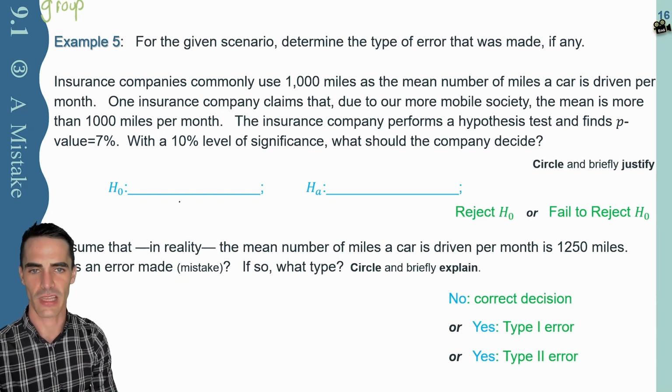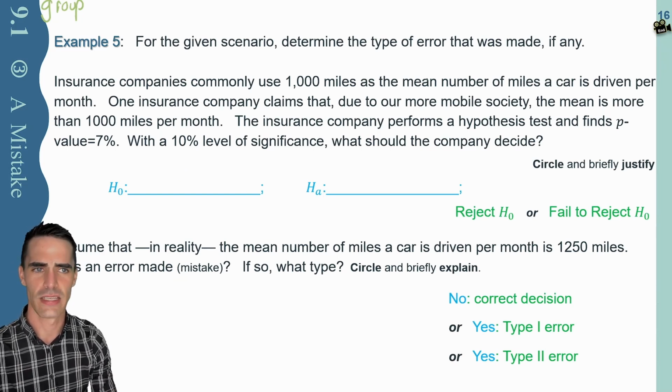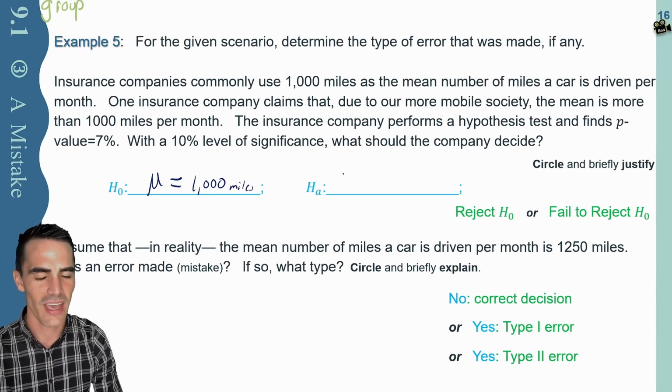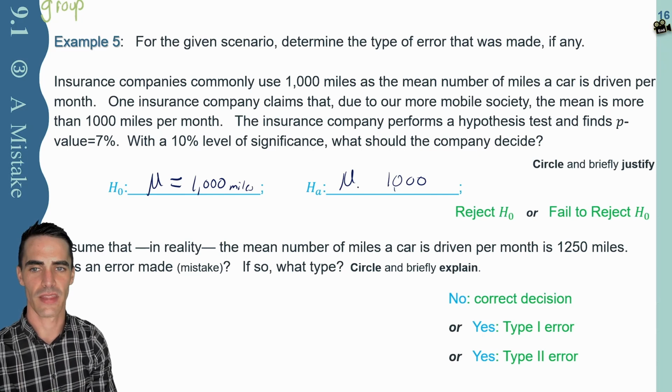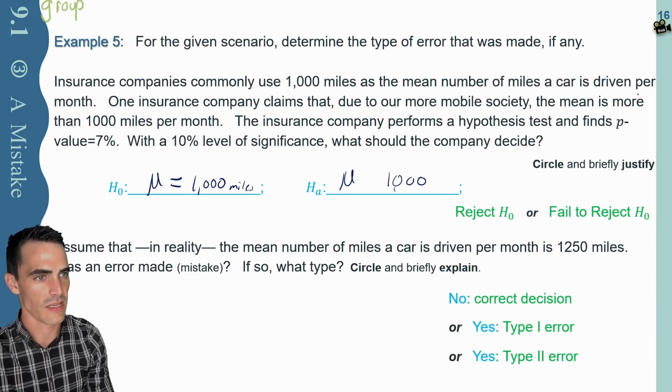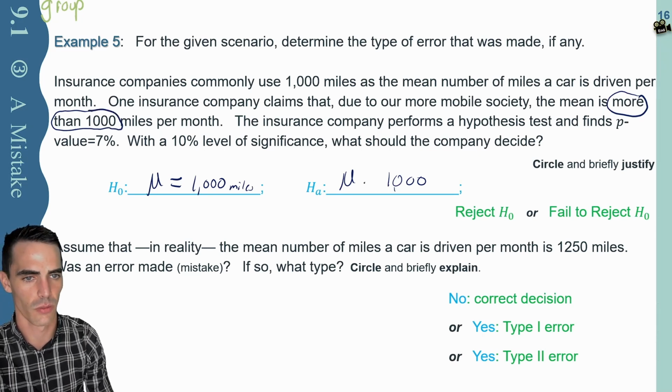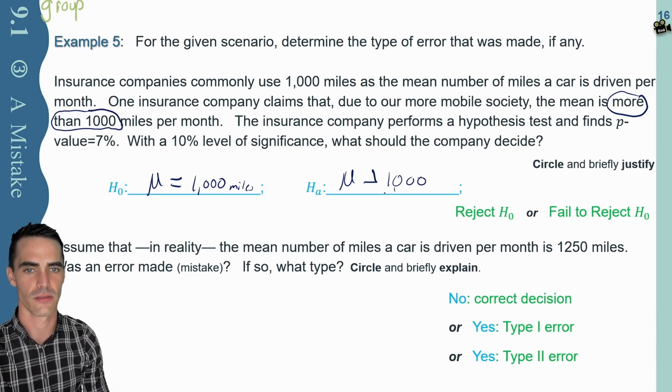So first we need to set up the claim. Again, the status quo. Is the mean 1,000? So that's what we'll start with here. The mean is equal to 1,000. This is miles, not hours. Here we go, miles. And our claim has something to do with the mean and 1,000, but we're interested that it's changed in some way. In this case, they think that it's more than 1,000 miles. And that's the claim that we're making. So I think it's greater than 1,000 miles.